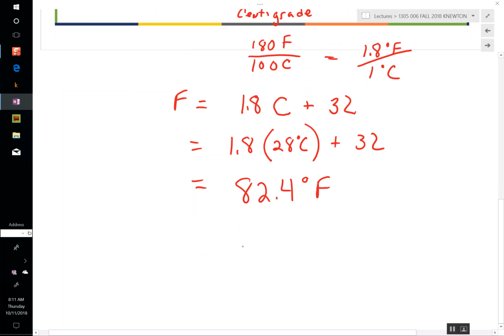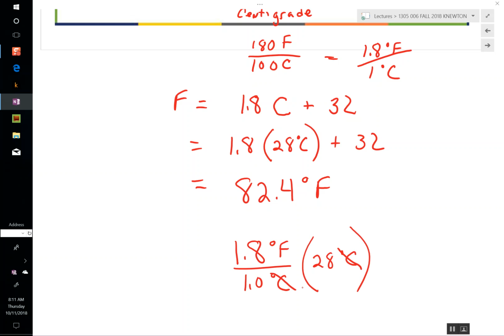We're going to talk about dimensional analysis, but if we did it here, remember there's 1.8 degrees Fahrenheit per degree centigrade times your 28 degrees centigrade. My degrees centigrade are crossing out. This is converting over to degrees Fahrenheit. That's a little window into dimensional analysis.